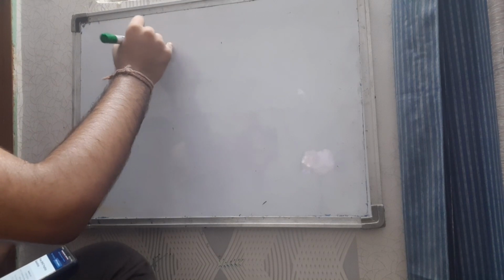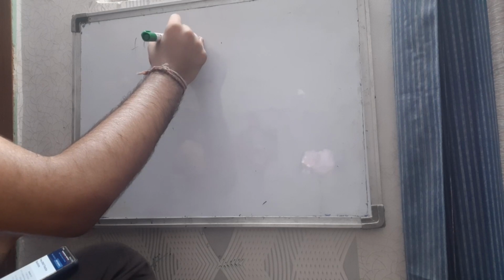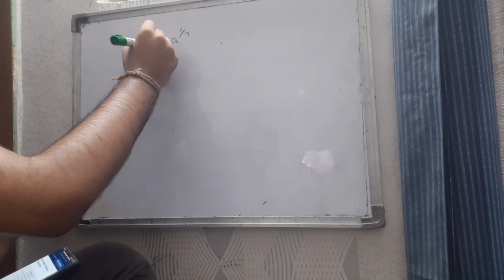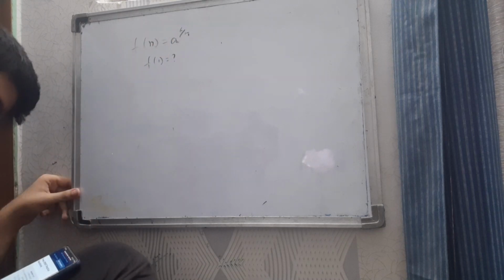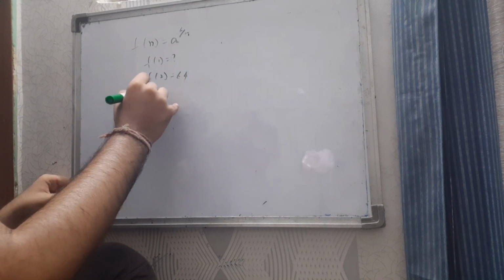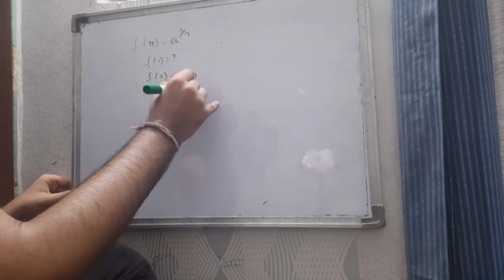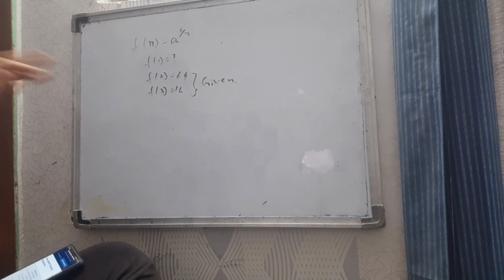So for all integers n, the function f is defined by f of n equal to a to the power 6 over n, like this. And we need to find the value of f of 1, and we are given f of 2 as 64 and f of 3 as 16. This is given to us. We need to find the value of f of 1.